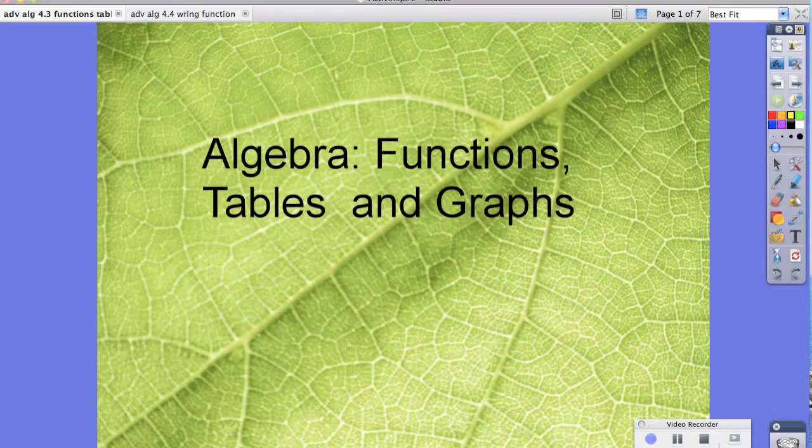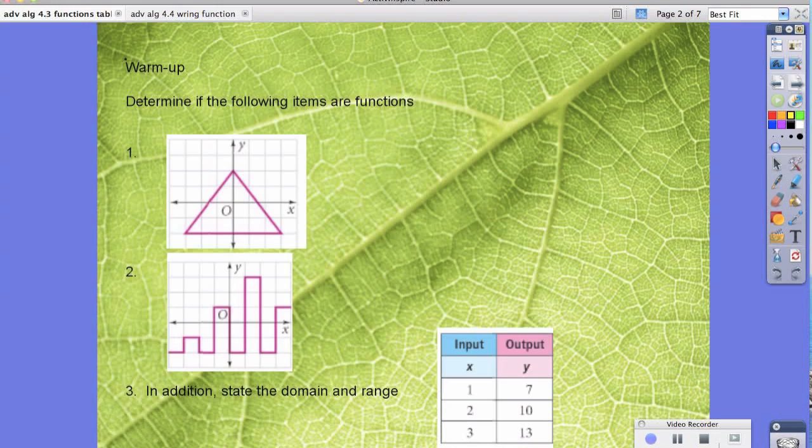Hello students, today we're going to talk about functions, tables, and graphs in your algebra class. So, for a quick warm-up, let's try to solve problems 1, 2, and 3 to determine whether or not they're a function. This would be a really good time for you to pause this screencast and check your answers.